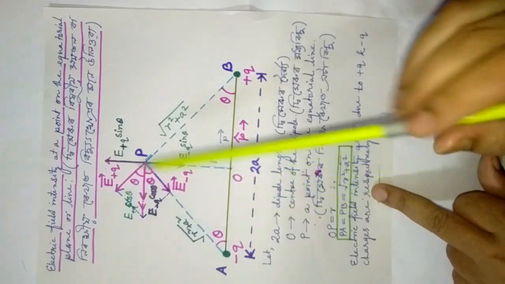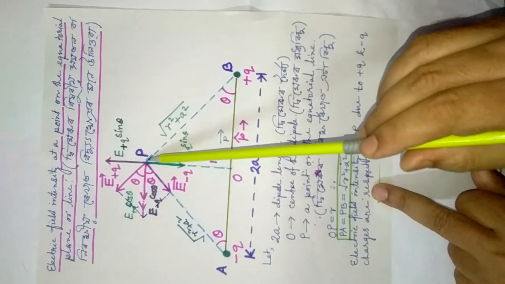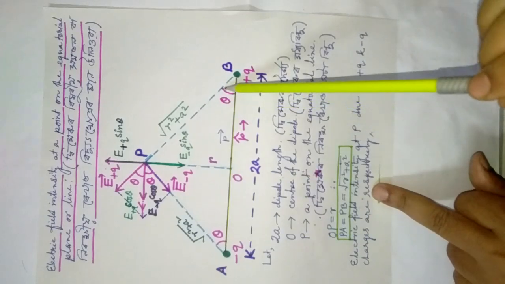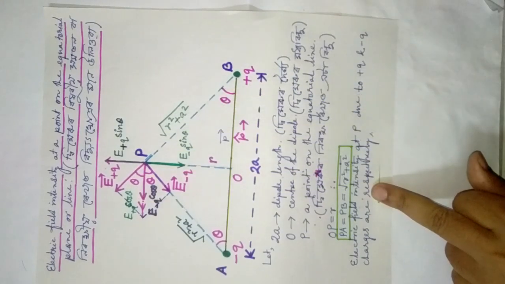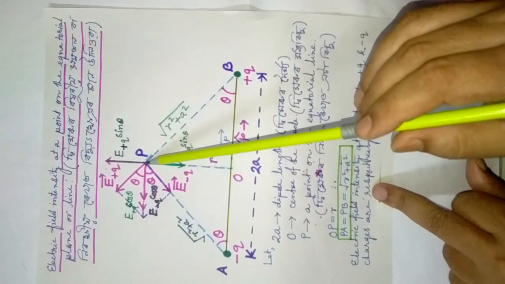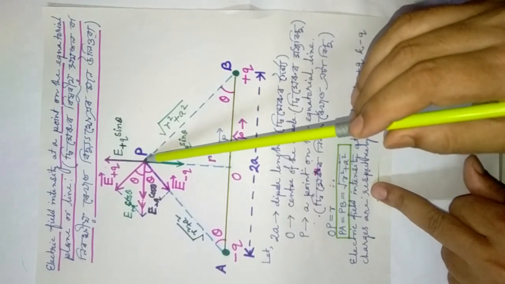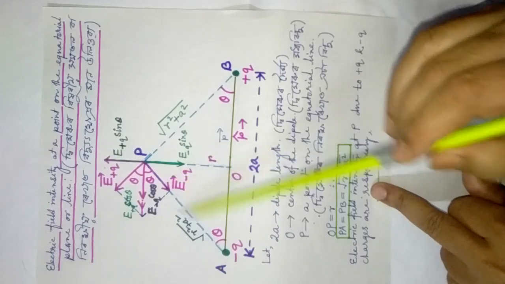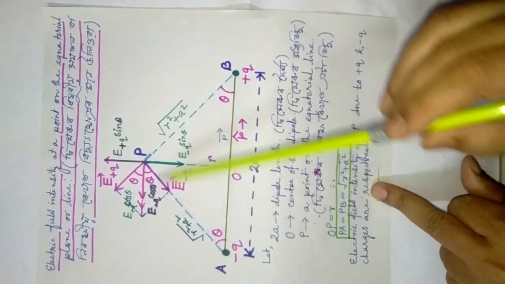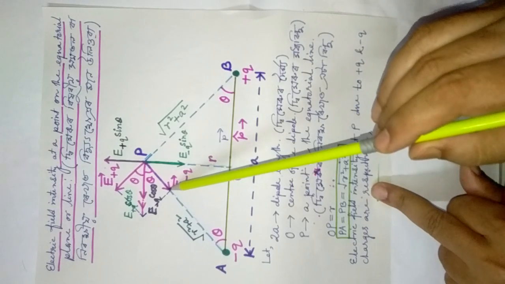Okay, what we have to do? We have to form an isosceles triangle. Join this point P with A and P with B. Now this is an isosceles triangle, and this angle is theta, and this angle will be also theta. Okay, now let us assume if you place a test charge plus q naught, then what will happen? This plus q naught charge will be attracted towards negative charge. That means there is an attractive force along this line. That means test charge would have moved along this direction. That's why electric field intensity will be there.